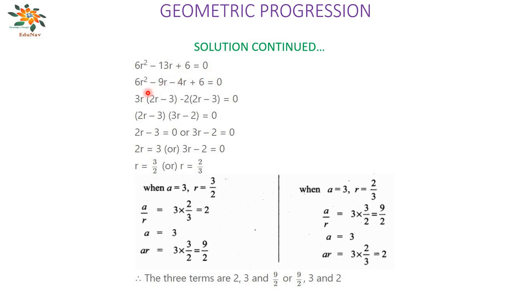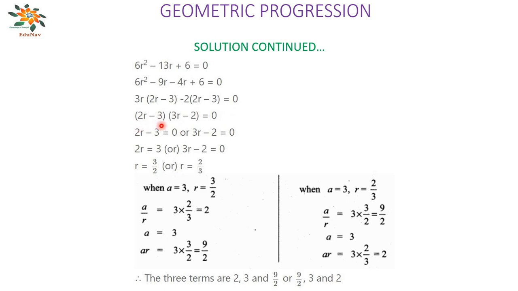Now 6r² minus 13r plus 6 can be written as 6r² minus 9r minus 4r plus 6, which is obviously equal to 0. By taking 3r as the common factor for the first two terms, we have 3r(2r minus 3). Also we take minus 2 as the common factor for the next two terms, which gives us minus 2(2r minus 3). Therefore our next step becomes 3r(2r minus 3) minus 2(2r minus 3) equals 0.